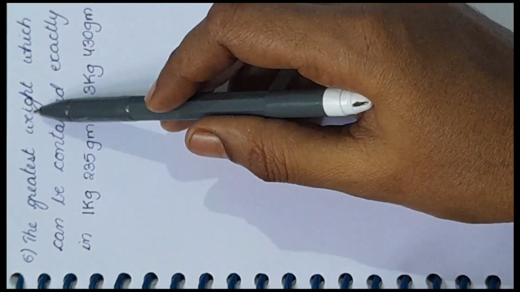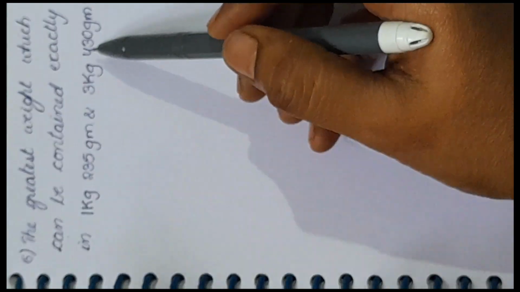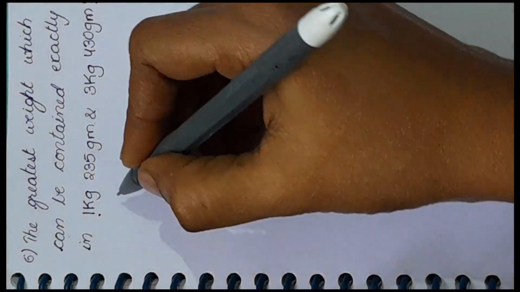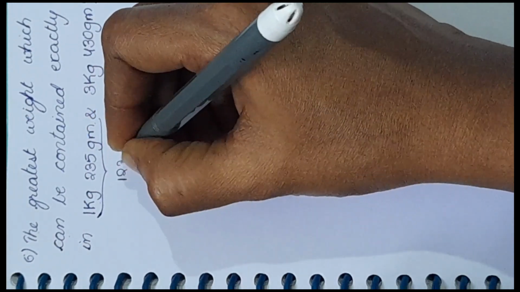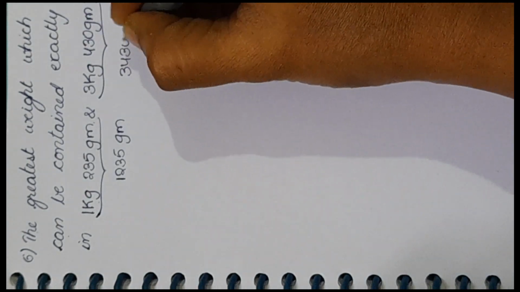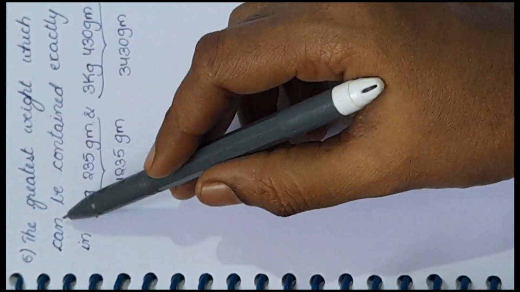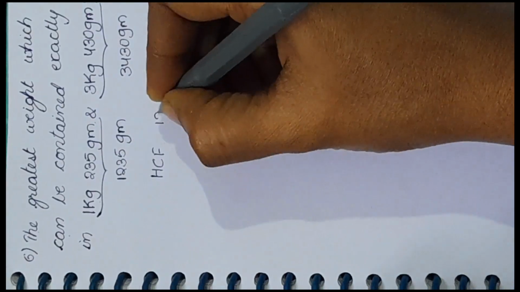Sixth question is the greatest weight which can be contained exactly in 1 kg 235 grams and 3 kg 430 grams. Now we should write this in single units. So 1 kg 235 grams is 1235 grams in total. 3 kg 430 grams is 3430 grams in total. The greatest weight which can be contained exactly means we should find the HCF of 1235 and 3430.